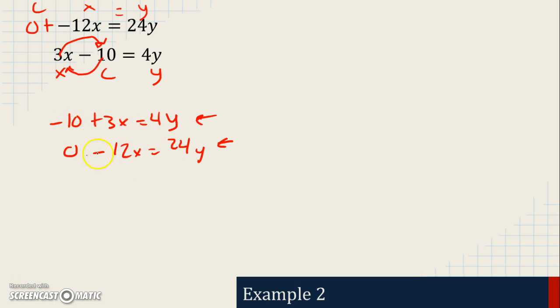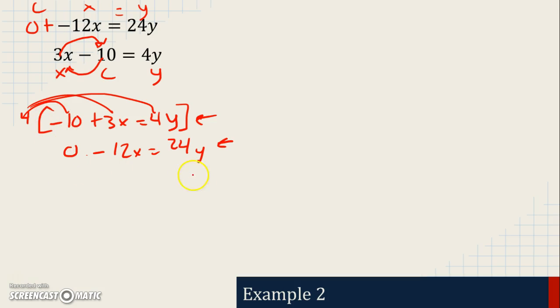Now we've got to look for factors. So 3 is a factor of 12, and 4 is also a factor of 24, but it's a lot easier to multiply by 4 than it is to multiply by 6. So we're going to multiply this top equation by 4, and 4 times 3 gives us a positive 12. Positive 12 is the opposite of negative 12, so we're good when we scalar multiply this entire thing.